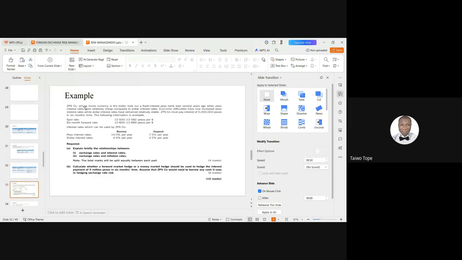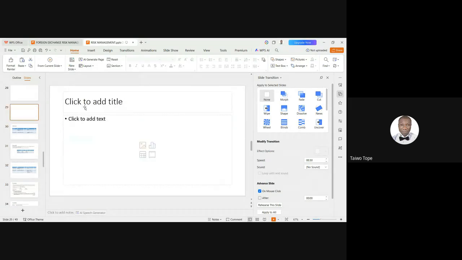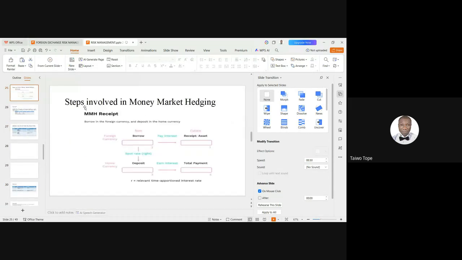which currency is the foreign currency? Which currency is the home currency? Peso is the foreign currency, while the dollar is the home currency. Okay, very fine. So peso is the foreign currency and dollar is the home currency. Now, if you are to make payments based on the format we've shown, what are you going to do?